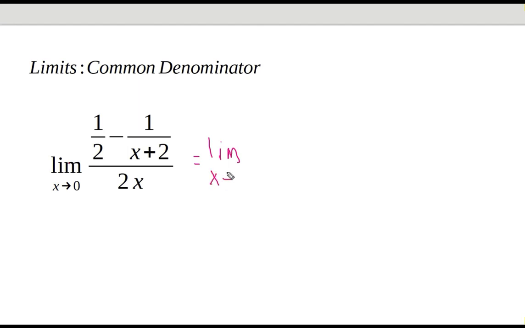This will be equal to the limit as x approaches 0. Now the common denominator for this part is 2 into brackets x plus 2, and then we have x, we have x plus 2 minus 2. We shouldn't forget, all divided by 2x.